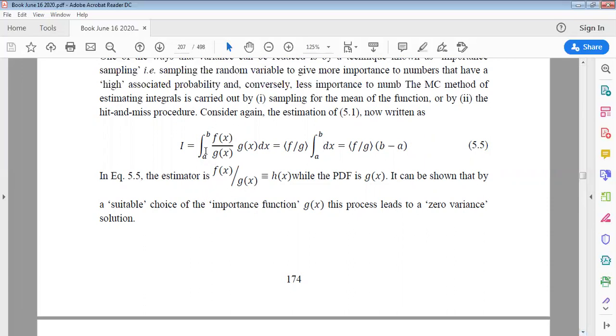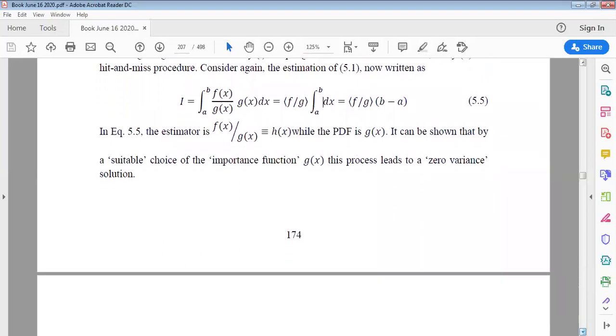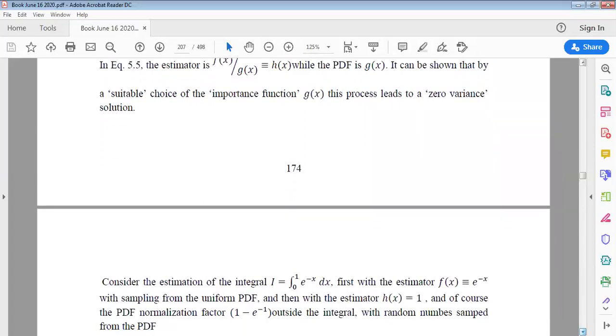Now the estimator, whenever we have a function multiplying by a PDF, we call it an estimator. So let me give the symbol small h of x to the estimator, which is f of x, our actual function, divided by g of x, which is an importance function that I'm going to introduce over here. Now, it can be shown that by a suitable choice of the importance function g of x, this process would lead to a 0 variance solution. It is possible. And that g of x would then be related to the adjoint function.